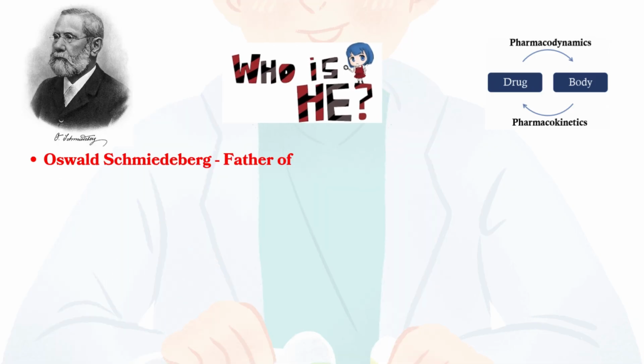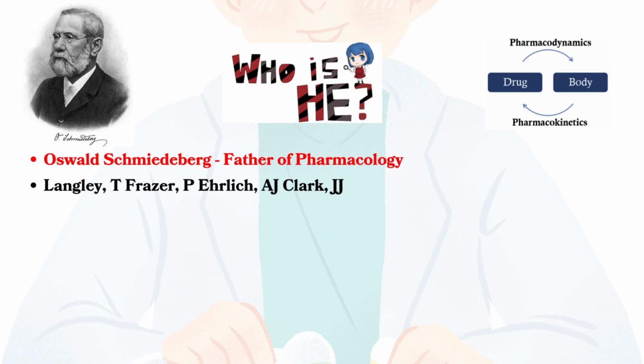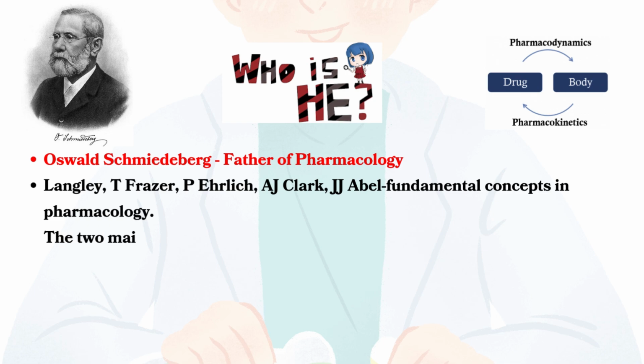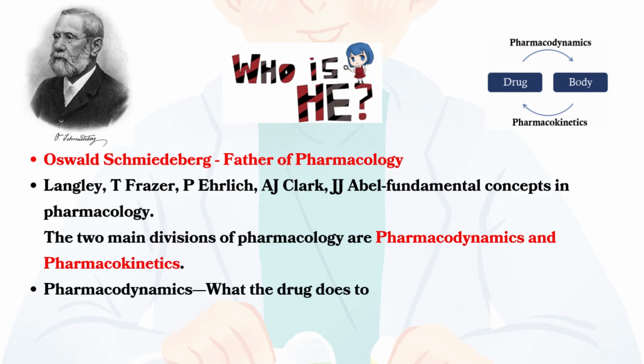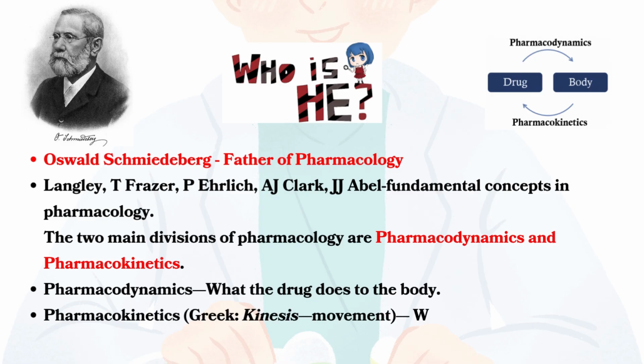Oswald Schmiedeberg was the father of pharmacology. Apart from him, a few scientists such as Langley, Fraser, Ehrlich, Clark, Abel developed fundamental concepts in pharmacology. The two main divisions of pharmacology are pharmacodynamics and pharmacokinetics. Pharmacodynamics means what the drug does to the body. Pharmacokinetics means what the body does to the drug.